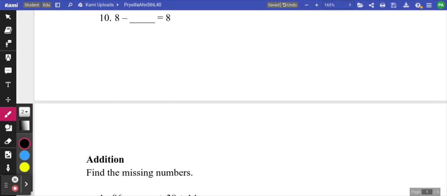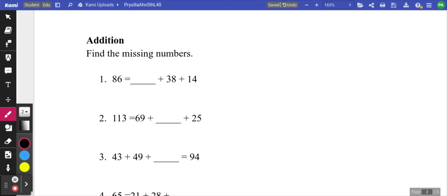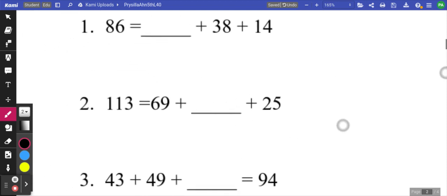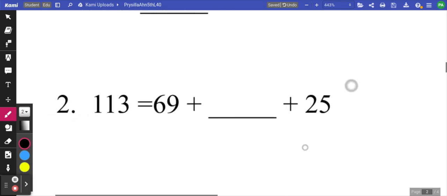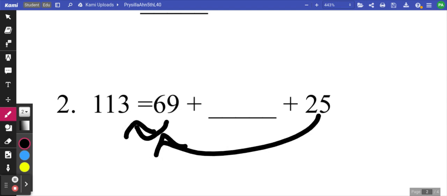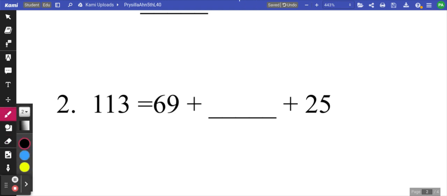Moving on. We will be adding and finding the missing numbers. Now, there's also missing numbers here, so yeah, we're going to have to do some subtracting. So let's look at number 2, for example. First thing we need to do is figure out what we're going to subtract 113 by. And how do you do that? Well, you can, of course, subtract 69 and then 25, but might as well just do it at once by adding 69 and 25.